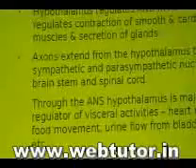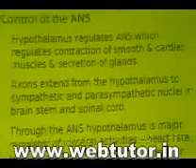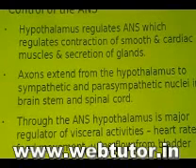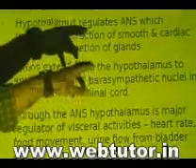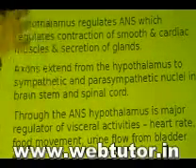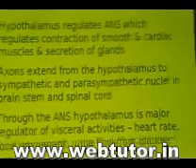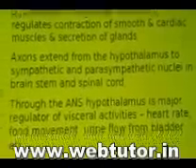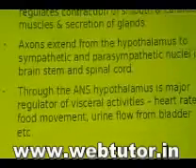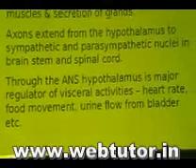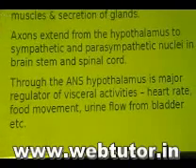These sympathetic and parasympathetic nuclei are also involved in your ANS. There are axons which extend from the hypothalamus to these nuclei, because through axons the hypothalamus will control these nuclei, right? Through the ANS, the hypothalamus is a major regulator of visceral activities which take place in the viscera, which are involuntary, away from the brain. The heart rate, the food movement, the urine flow from the bladder, etc. All of this is under the control of the ANS, which is in turn under the control of your hypothalamus.